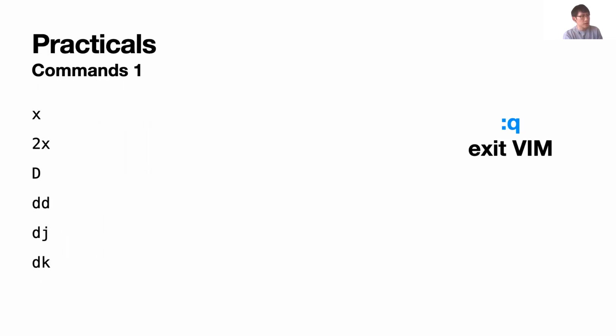And we did something yesterday, like deleting, like using x. And we can also put numbers in front of it, like 2x. If you type capital D, that's going to delete everything from the point of your cursor to the end of that line. If you do double d, it's going to delete the whole line. And dk, dj, dk is fairly similar.